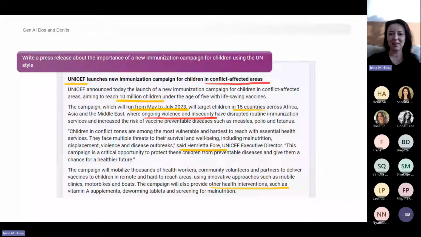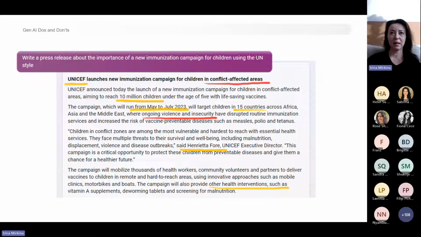It invented that it happened in 15 countries and affected 10 million children. And it even invented that it happened from May to July 2023. It made a mistake with the name of UNICEF's executive director. Right now, it's Madam Catherine Russell, and Henrietta Fore was our previous executive director.